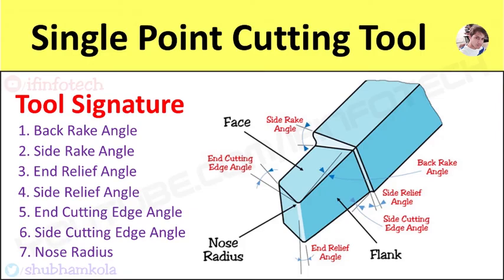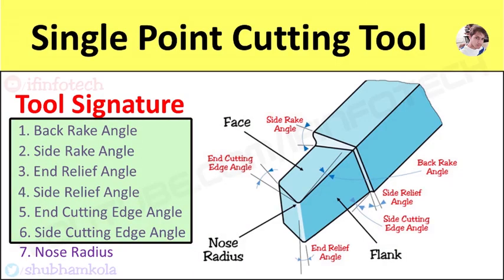Hi everyone. In this video, we'll discuss nomenclature of single point cutting tool. The elements are cutting edge, face, nose radius, flank, and these 6 angles.